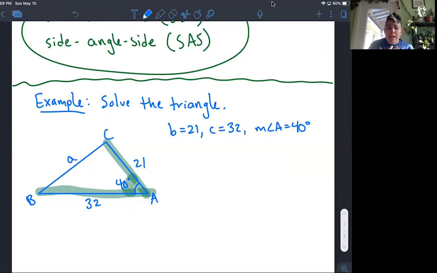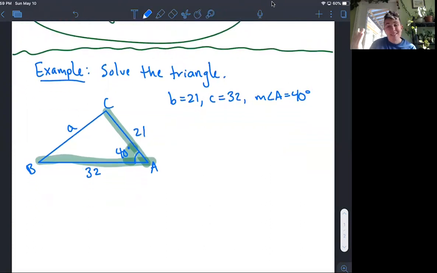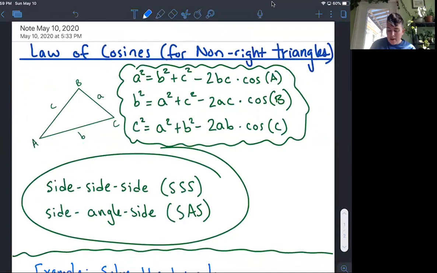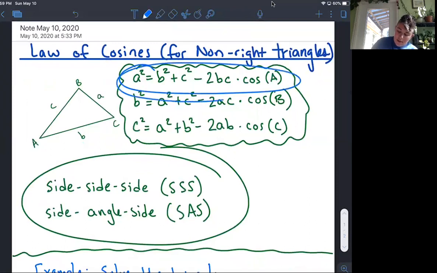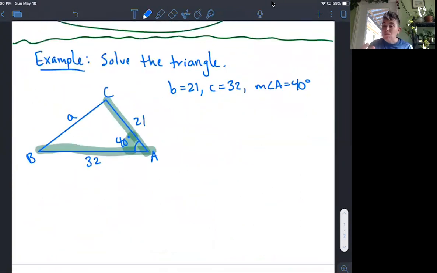Okay, so now looking at this, what do you want to start with? I think the easiest thing to start with here would be finding the measure of that missing side. So let's go ahead and find that missing side, and that side is A. Looking back up here, let's just use that formula because I already have the A isolated out front. So I'm going to rewrite this formula. A squared equals B squared plus C squared minus 2BC times the cosine of A.